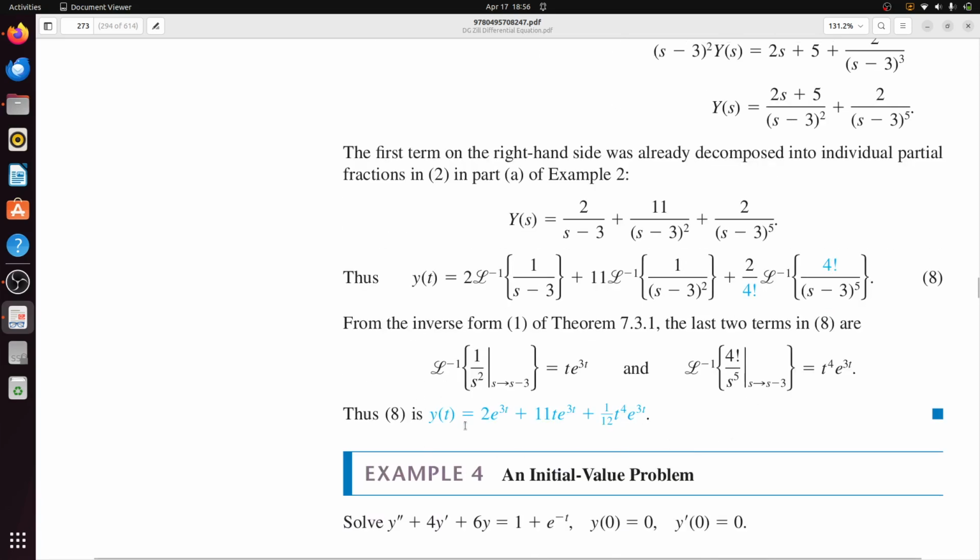So y(t) becomes 2e^(3t) plus 11t e^(3t) plus 1/12 t^4 e^(3t). So this is the answer.